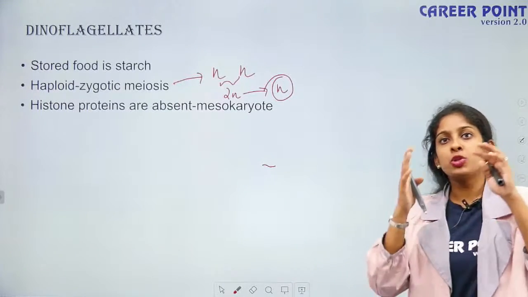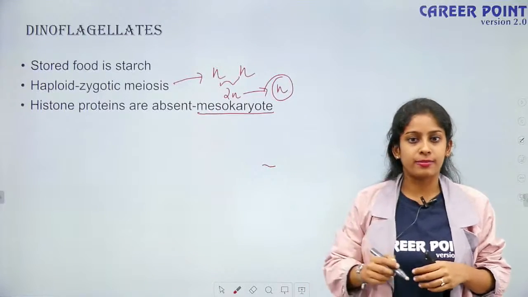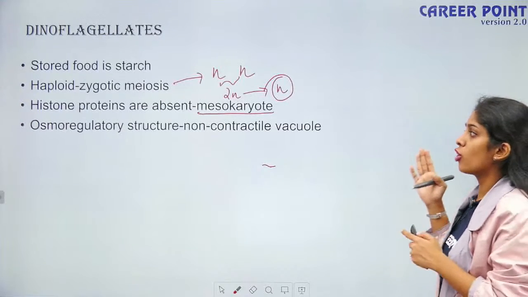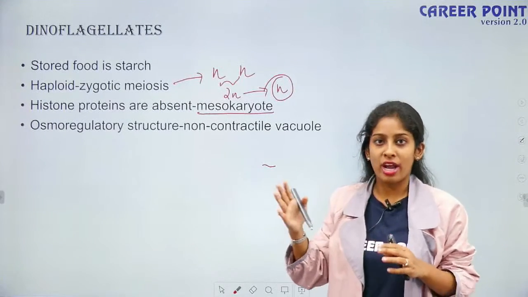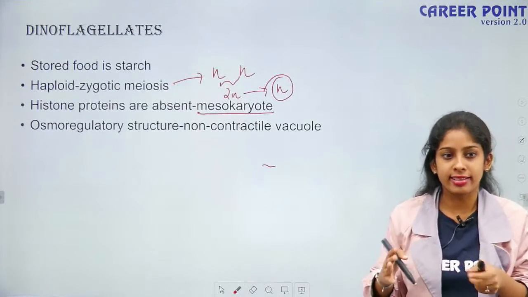So they are intermediate between your prokaryotes and your eukaryotes. Thus they are known as mesokaryote. So remember this point. Apart from this, they have an osmoregulatory vacuole, and this vacuole is a non-contractile vacuole. It does not contract, but it helps to maintain the fluid balance inside the cell.